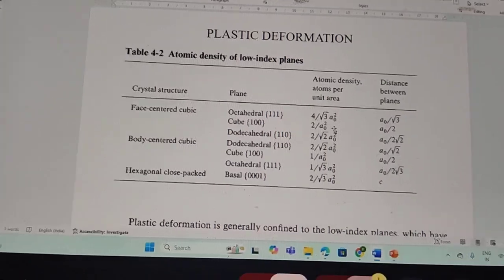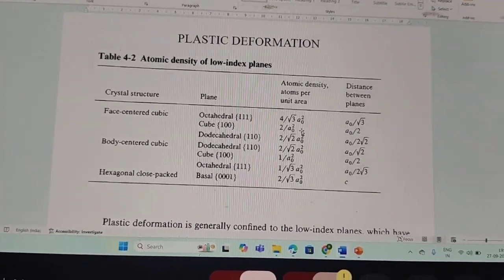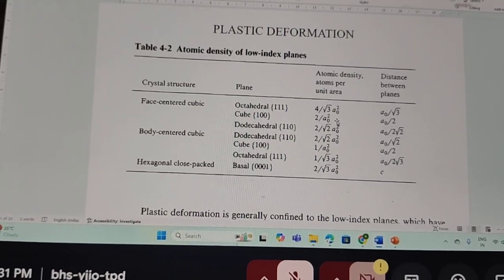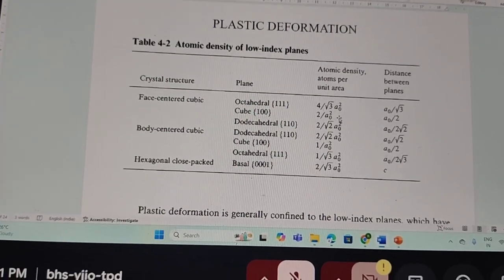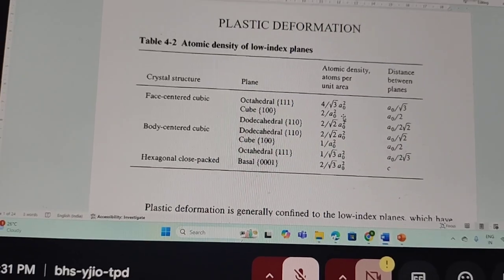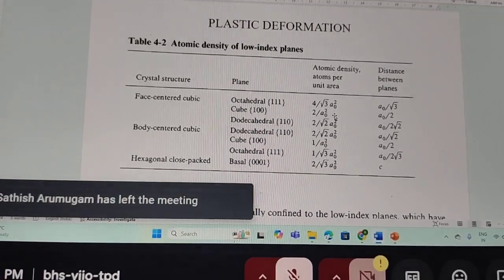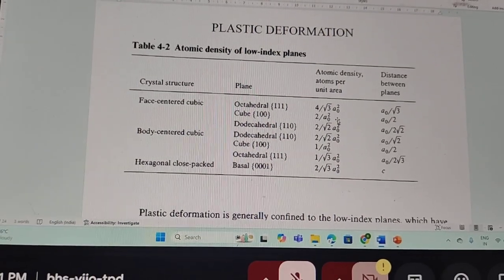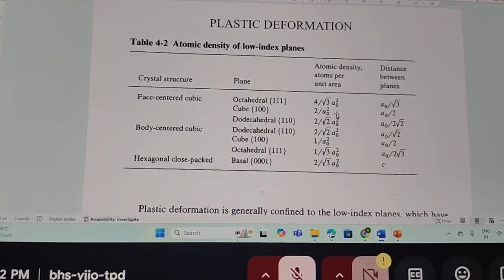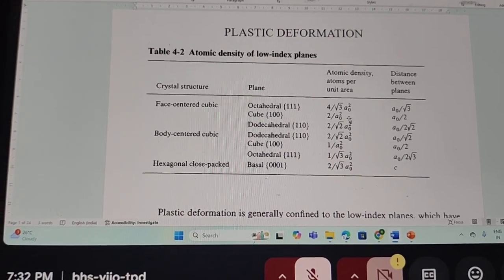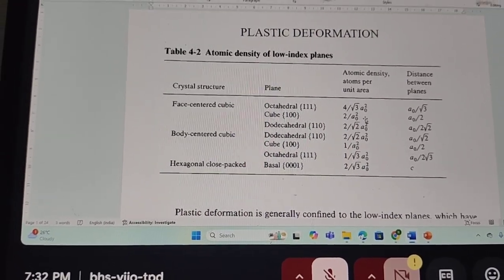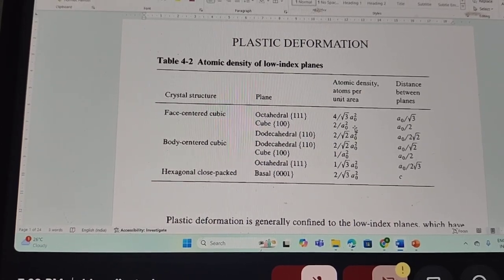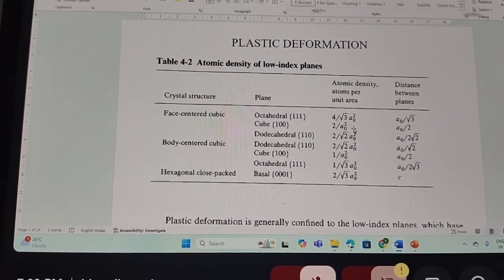Because why is this so? Because in this inner region the atomic density is more, that means it is close packed. If you have taken a distance of 10 centimeters, and in that 10 centimeters 10 marbles fit, that is close packed. And in that 10 centimeters, in the second case, there are not 10 marbles. That means it is loosely packed. So which is the close packed one?